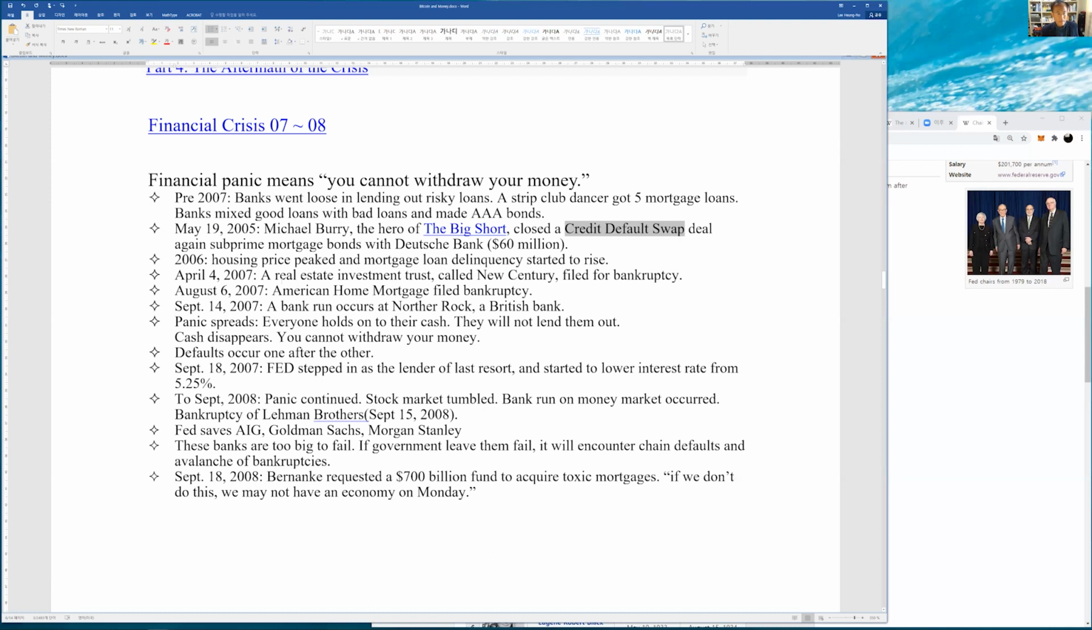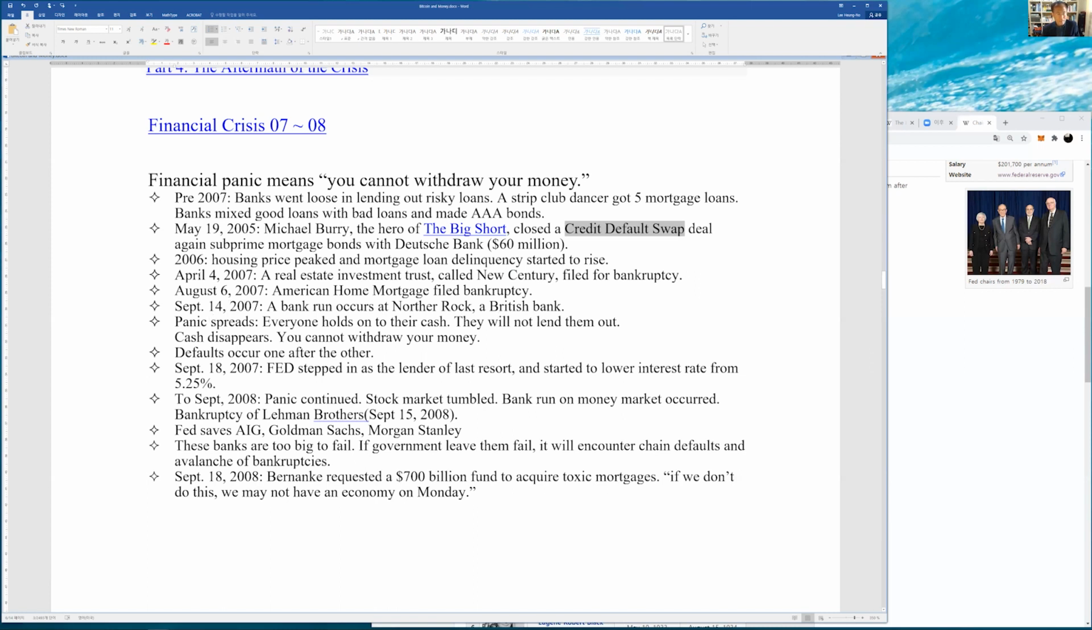It started to happen with this event right here, April 4th, 2007. A real estate investment trust, kind of an investment bank, called New Century filed for bankruptcy. And after this starting event, lots of big mortgage companies went bankrupt, one after another. A bank run also occurred at Northern Rock, a British bank.